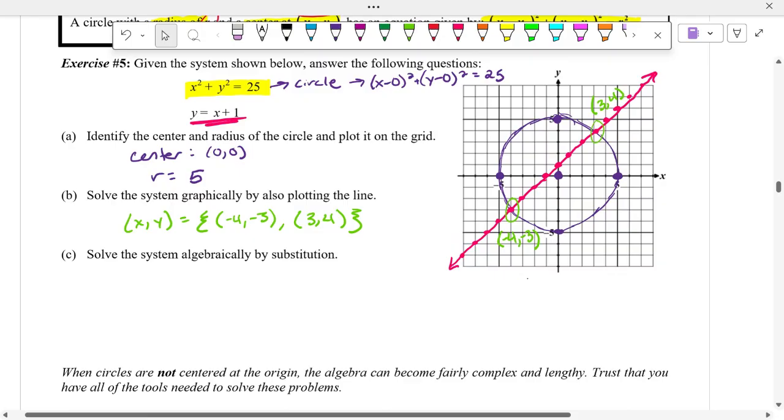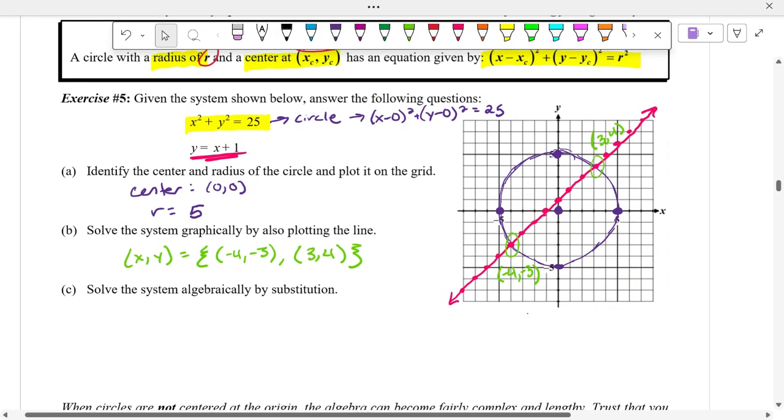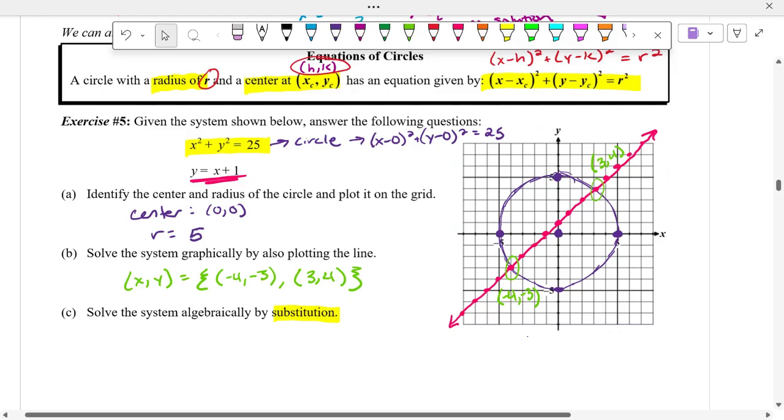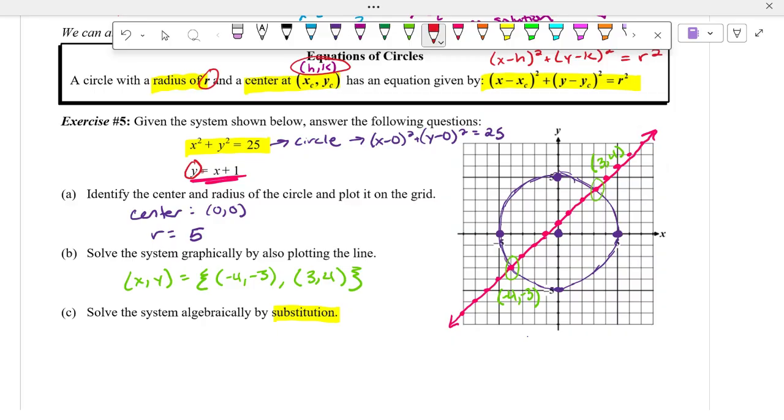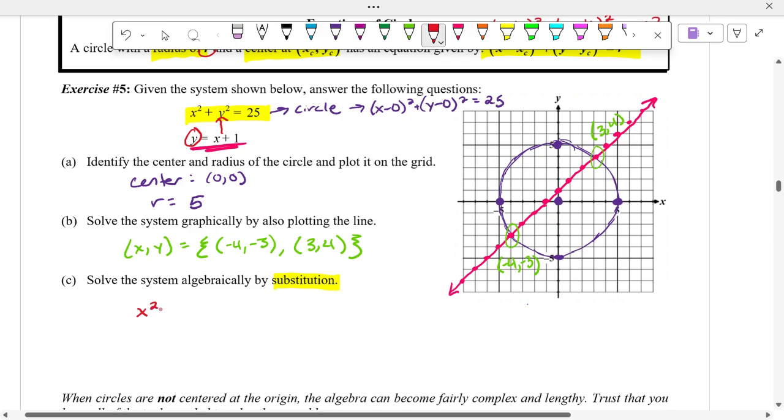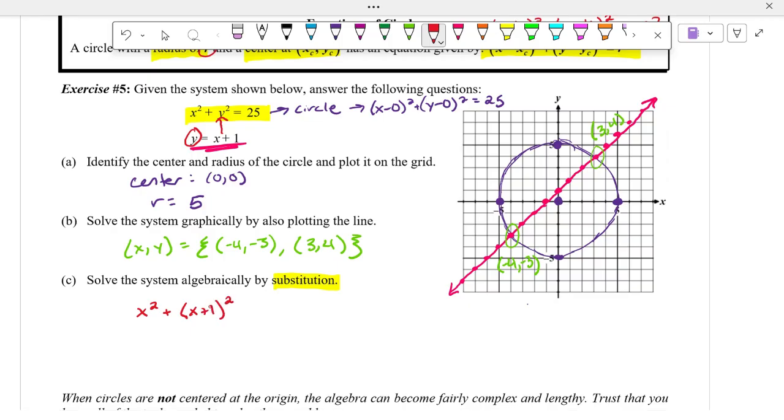So, if we're solving it algebraically, we have to solve it using substitution. What that means is that if this is y equals something in terms of x, what do you think I'm going to do if I'm talking substitution? Where? I'm going to plug x plus 1 in for y. So this would now be x squared plus (x plus 1) all squared, because we still got to apply the exponent there, is equal to 25.